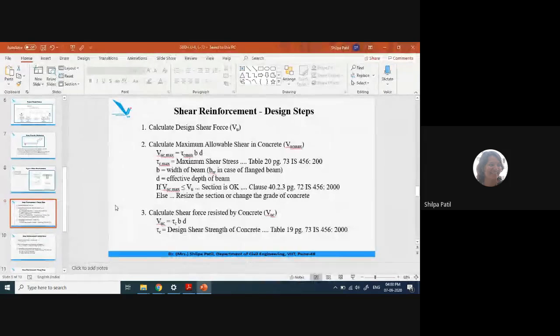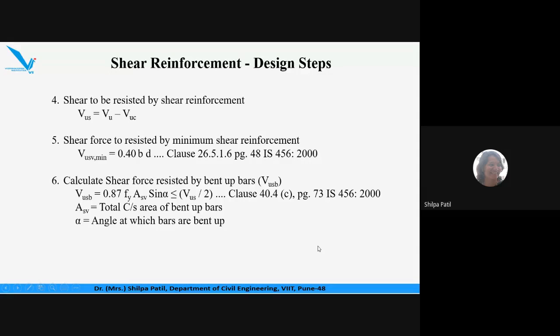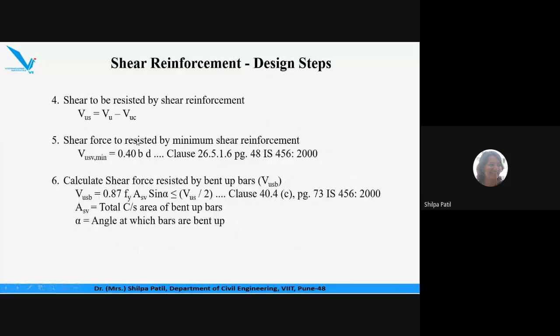Okay, then next we have to calculate the shear to be resisted by shear reinforcement. We have the total shear force VU, and we have calculated VUC, the shear force resisted by the concrete. Now we have to find out the shear resisted by the shear reinforcement. So it is simply the total shear force minus the shear force resisted by the concrete. It will give me the total shear resisted by the shear reinforcement.